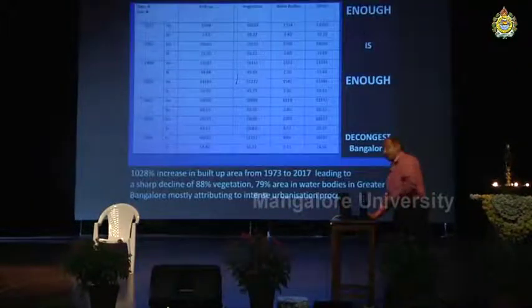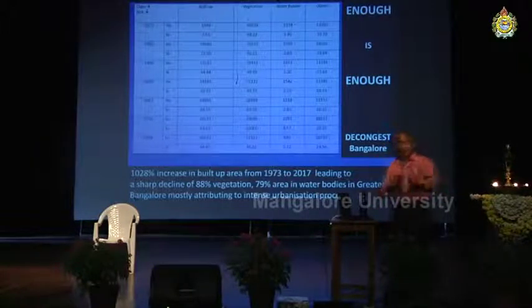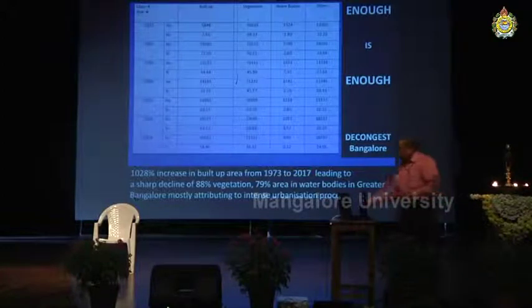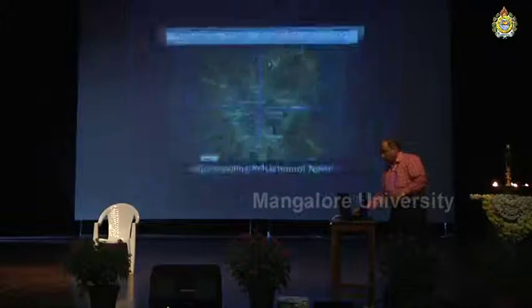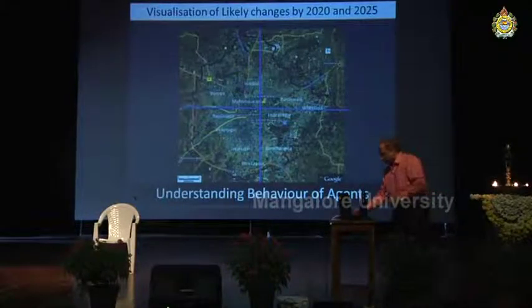Now if this trend continues, what is likely to happen in 2020? You just see the last 4 decades. There has been a 1028% increase in the concrete area. We lost 88% of tree cover and 79% of the water bodies. If this trend continues, the region would be unlivable. That's what I said. So I will skip this.